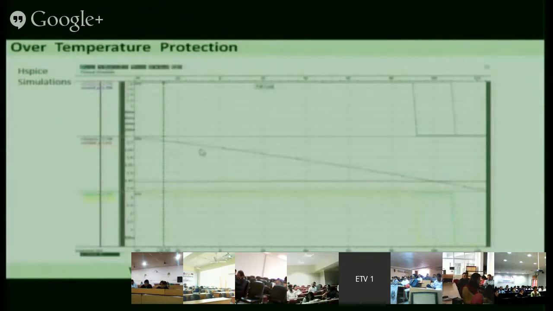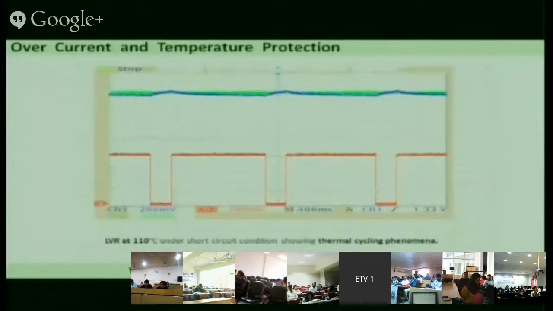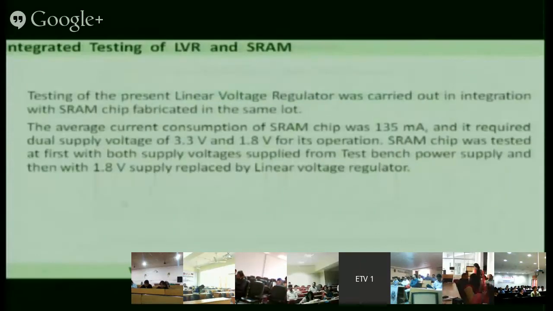So it shows when the chip shuts down and when the chip takes over. This is also overcurrent and temperature protection together. This is the output, and this is how these thermal cycling phenomena will appear. It will look like this on a CRO, if you take the picture on a CRO.